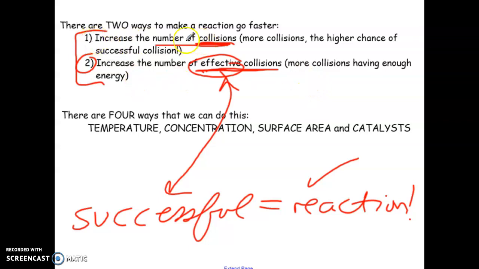So the first one, you're not changing the energy, you're just making more collisions happen. The second one, we're changing the energy. It's the same number of collisions, but we're trying to make the collisions more successful. Okay, so there are 4 ways that we can do this. We can change the temperature, the concentration, the surface area, or we can add a catalyst. We're going to talk about each one of these.